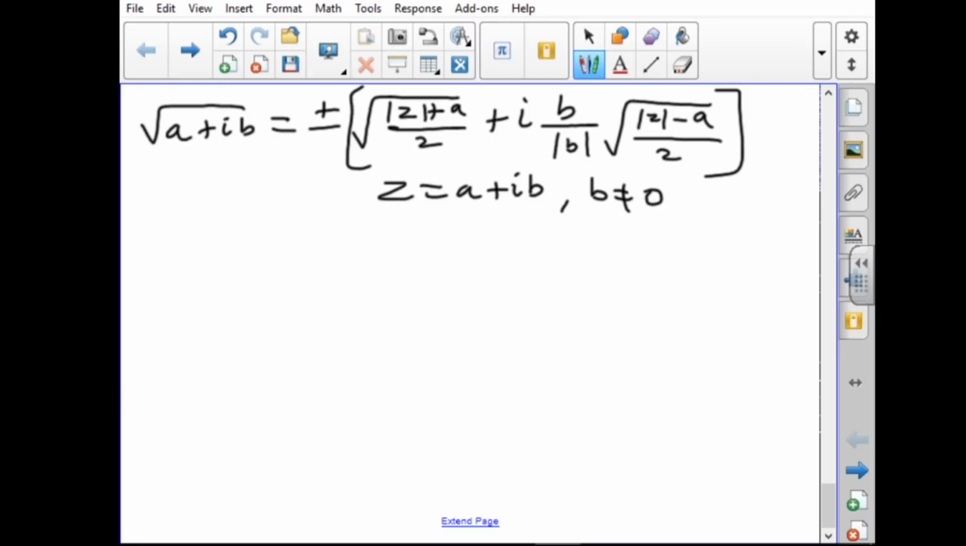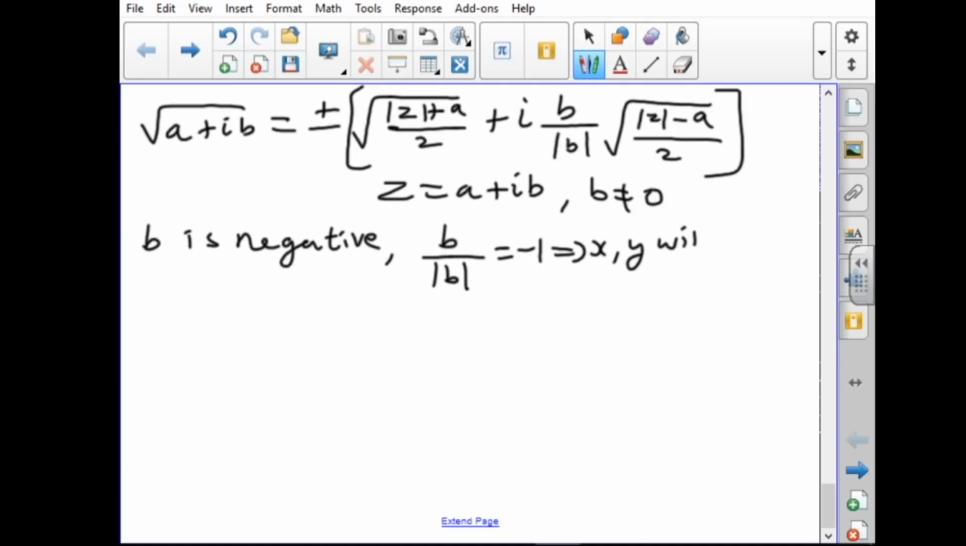Here you have to remember two cases. When b is negative in the complex number, b by modulus of b is equal to minus 1, and so x and y will be of different sign. Both will be of different sign, that is, if one is plus, the other one will be minus.